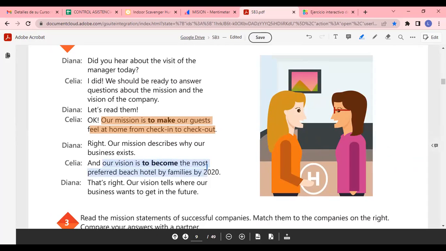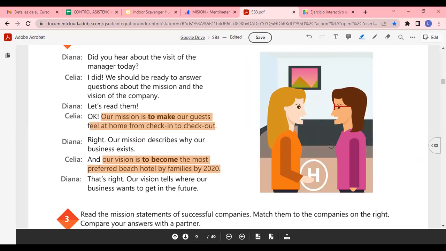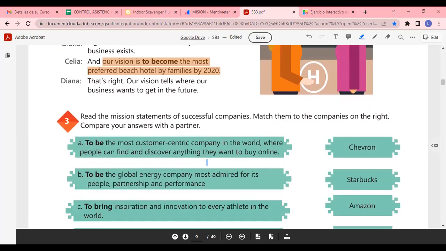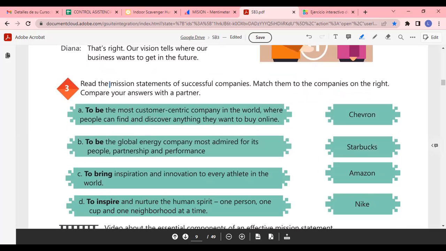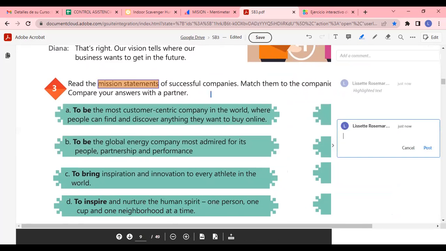To become the most preferred beach hotel and family by 2020. Awesome. Thank you. Exactly, right? Very good. So very important, right? Miren, como pueden ver, muy importante vision and mission, right? Now, here we have some statements about the mission statement of successful companies, right?